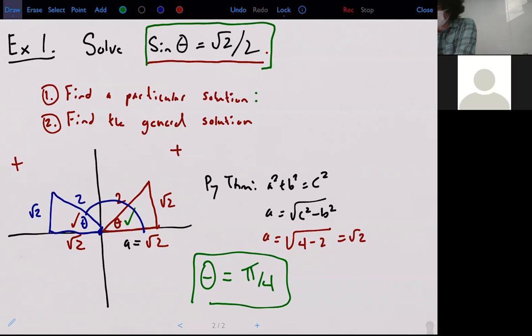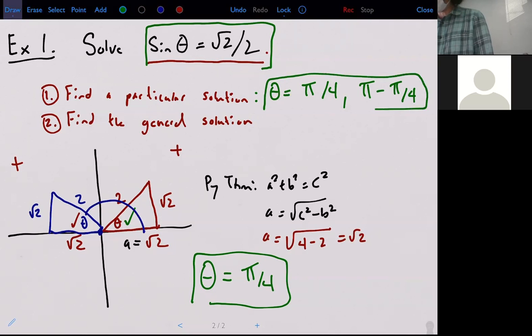So the solution to number 1 is going to be our theta is either equal to pi divided by 4 or pi minus pi divided by 4. So before we move on to step number 2, are there any questions about this? Oh, yeah. So if you wanted to use the unit circle, if you're more comfortable using that, you can go ahead and do that. It's really up to you. Okay.